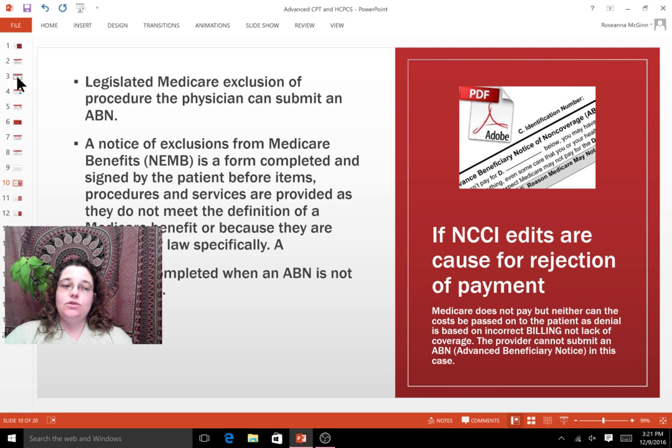Legislated Medicare exclusions of procedures, the physician can submit an ABN, which is advanced beneficiary notice, but that means that's before the procedure is done. This all has to happen before the procedure is done if you want to get paid. If you are sloppy and you do the procedure before you have this paperwork secured, you aren't getting paid. That's as simple as it is. So we get the ABN. The ABN is advanced beneficiary notice.